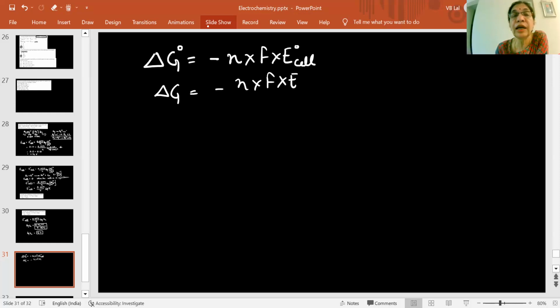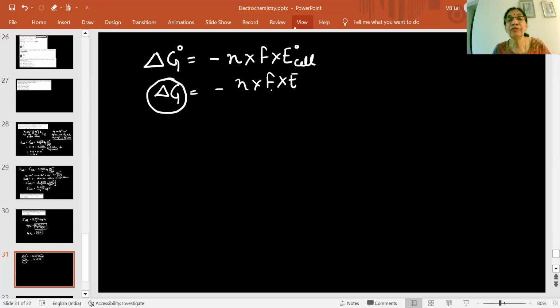Now this delta G, Gibbs free energy, you have learned in class 11. So I assume you understand what delta G is. At least this much you should recall: for a spontaneous reaction, delta G value should be negative. If delta G is negative, then the reaction will be spontaneous. So if E cell is given to you, you can calculate delta G. Sometimes it is called Gibbs free energy. Sometimes they may ask how much is the work done by the cell. So the work done also is calculated in terms of delta G.